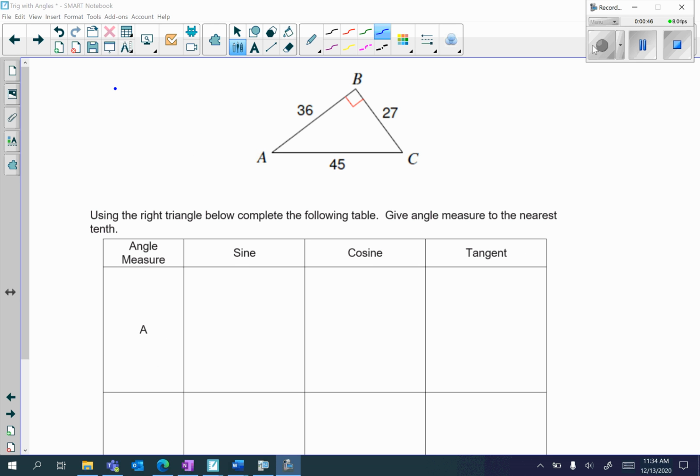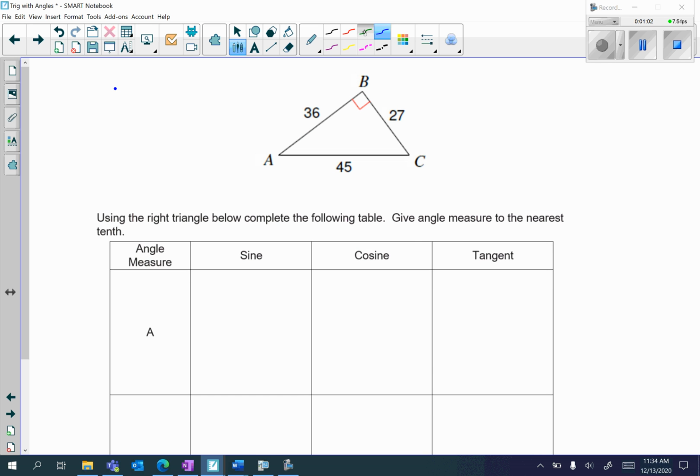Using the right triangle below, complete the following table. Give angle measure to the nearest tenth. So again, we want to use sine, cosine, and tangent to find the measure of angle A. So I'm going to mark where angle A is. And sine, remember, using SOHCAHTOA.